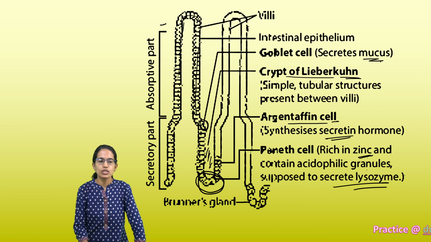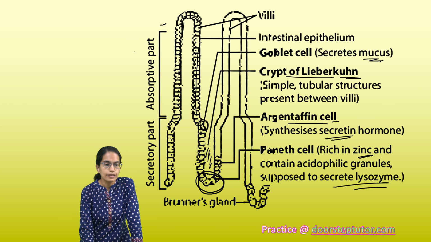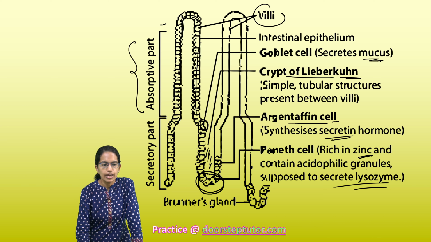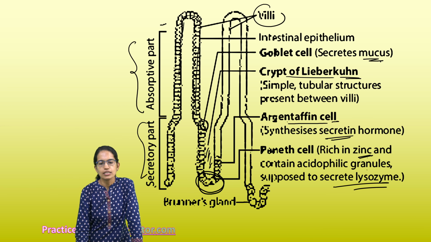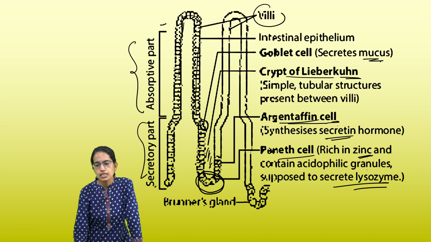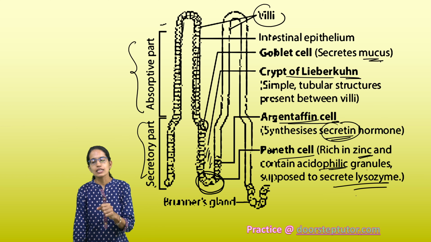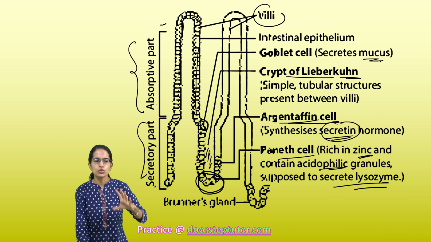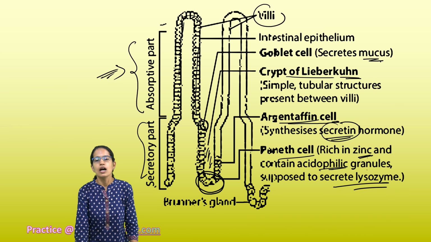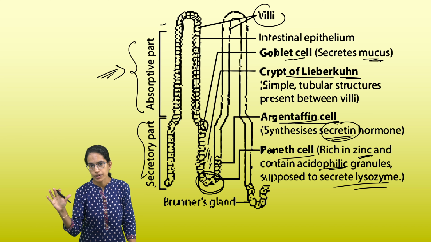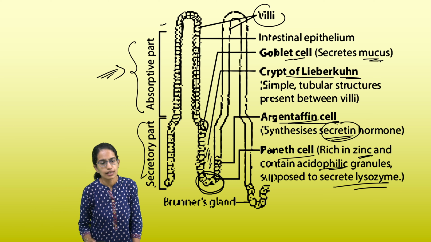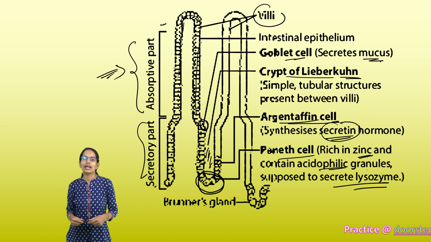And if we talk about the glands in the intestine, it has the absorptive part, which is the villi, and the secretory part. So the secretory part is the argentaffin cells and the Paneth cells. Argentaffin cells secrete the secretin hormone, and Paneth cells have the acidophilic granules and are rich in zinc. So they secrete lysozymes. Then in the absorptive part is the crypt of Lieberkuhn, goblet cells which are present, and they are actually having a higher number of folds which increases the absorptive capacity. So in the small intestine, the role of villi is extremely important.